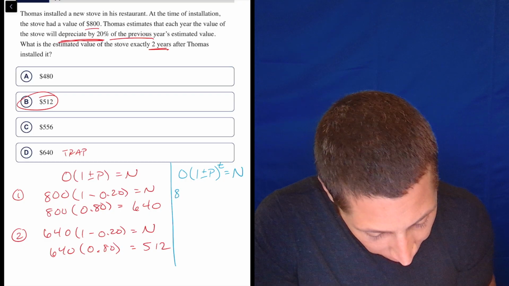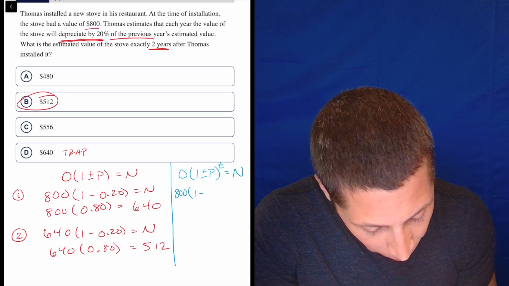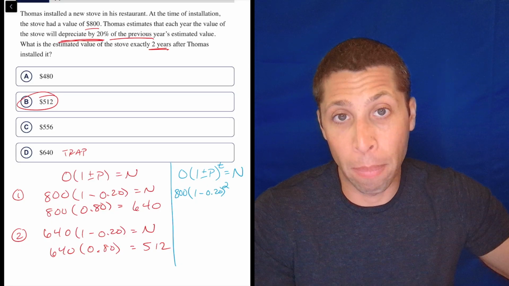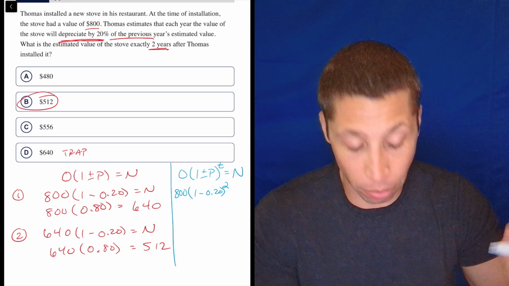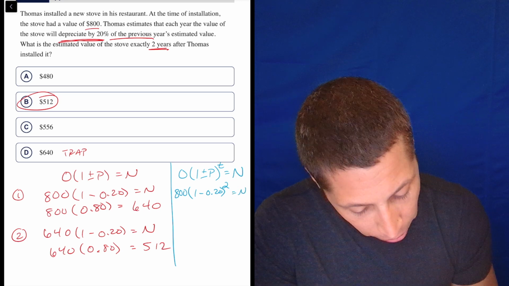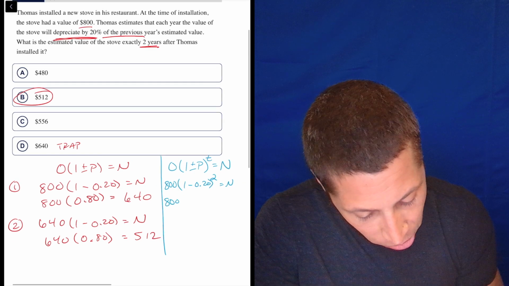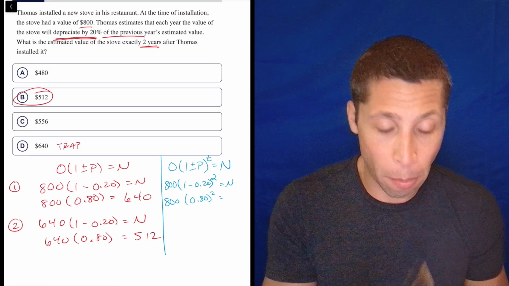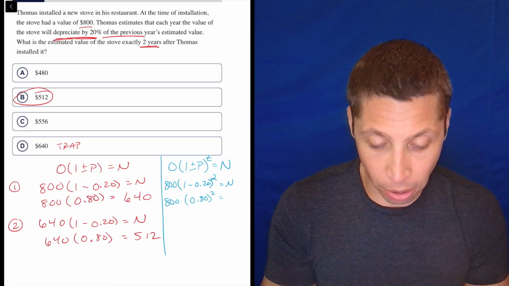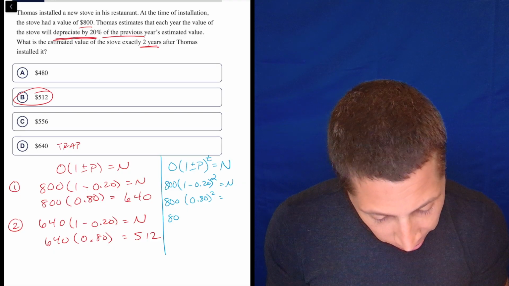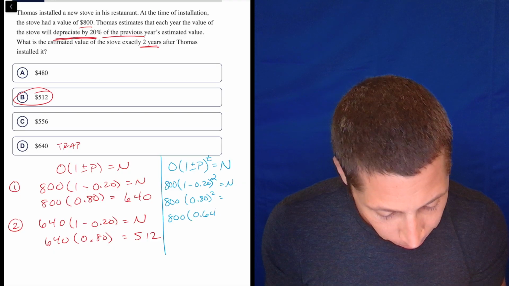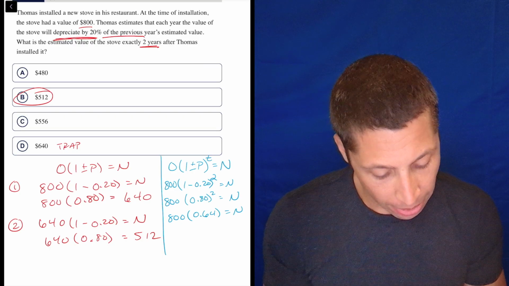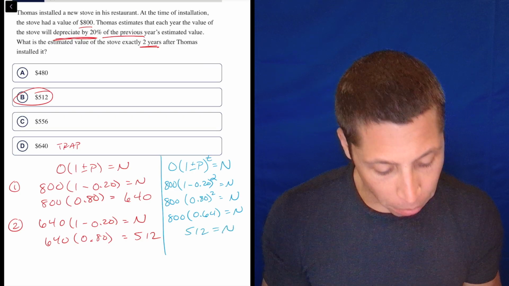So our original is still 800. We're still depreciating by 20%. We can throw 2 in for t. T stands for time, basically. How many cycles are we going through? So there's 2, and that gives us our new value. So it's 800 times 0.80 squared. Now just order of operations. You're going to do 0.8 squared first. That's 0.64. And now 800 times 0.64 gets us exactly the same answer that we had before.